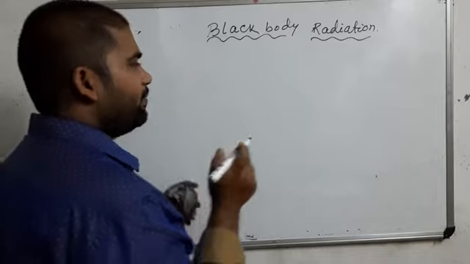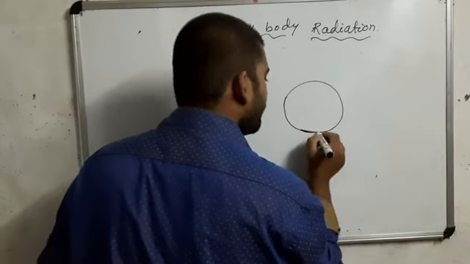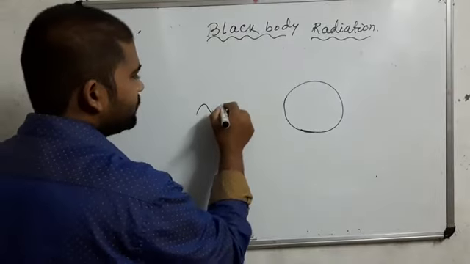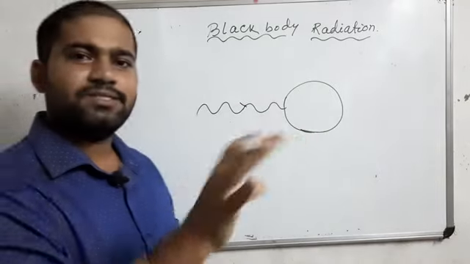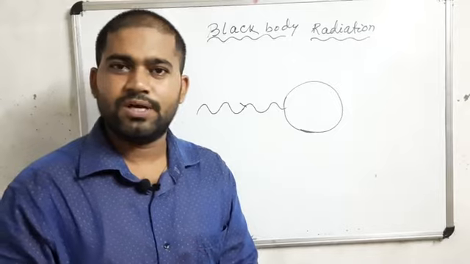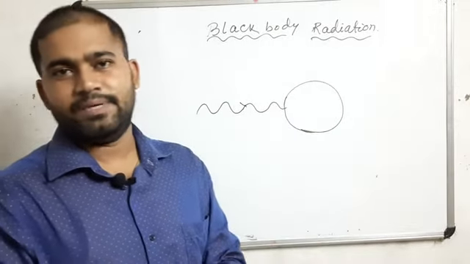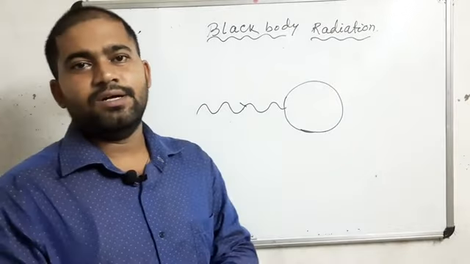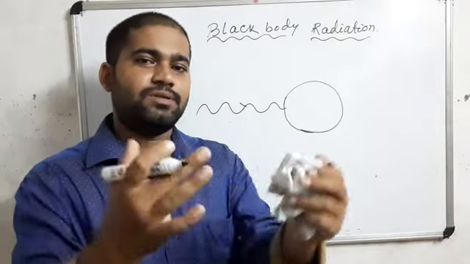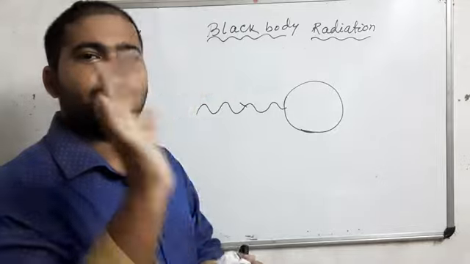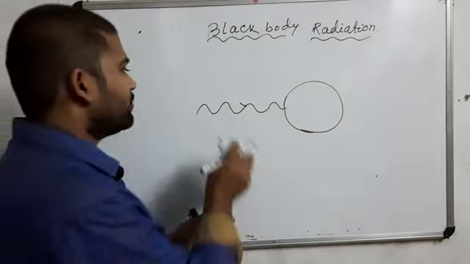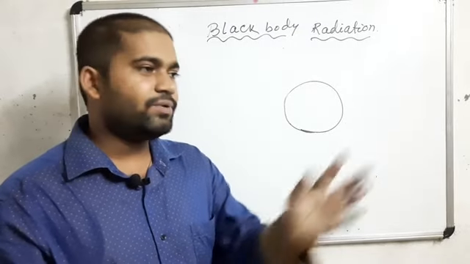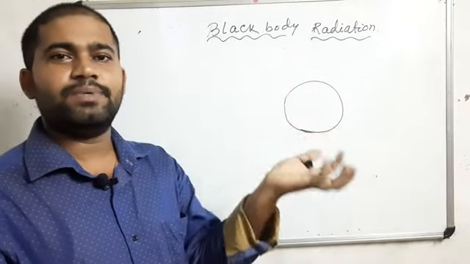Suppose we consider a body is placed in a region where there is a continuous flow of energy towards that body. Suppose we place a body in light. When you place a body in sunlight, what happens? It absorbs the radiations incident on it. Now take that body and place it in a region where there is a constant temperature, such that it can absorb the radiations incident on it.